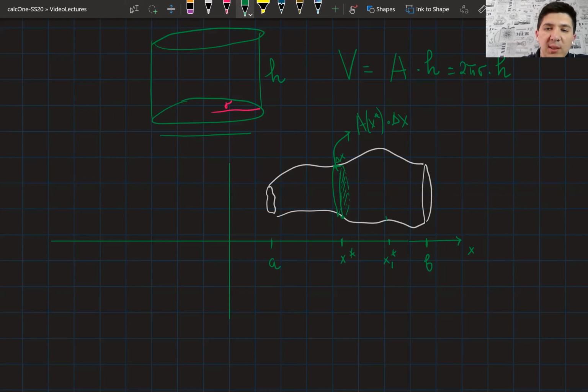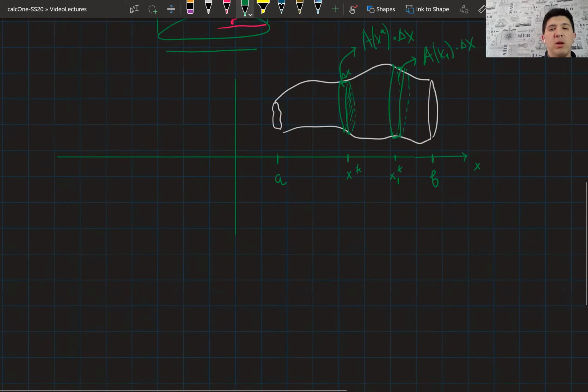So the idea is again the same. We are going to create the slice. So we're going to cut this a little bit here, create one more slice, and the volume of this slice is going to be equal to the area at this point, x1, multiplied by the delta x. So we're going to find the overall volume by just making a lot of slices, and by just summing the areas of those cylinders, we can find the overall volume.